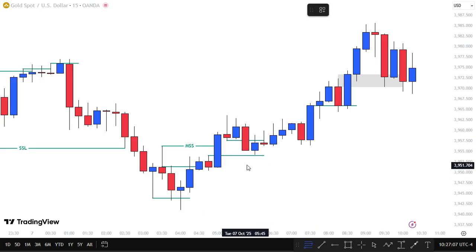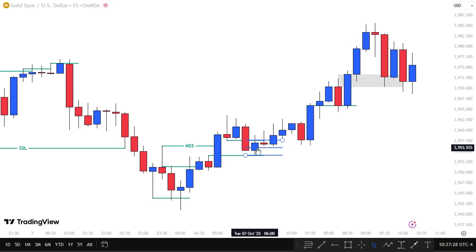You just get your Fibonacci to determine the consequent encroachment. Consequent encroachment is 50% of the fair value gap. So if I want to participate, I just identify the 50% of the gap, I identify the price point, then I take on my buy entry.